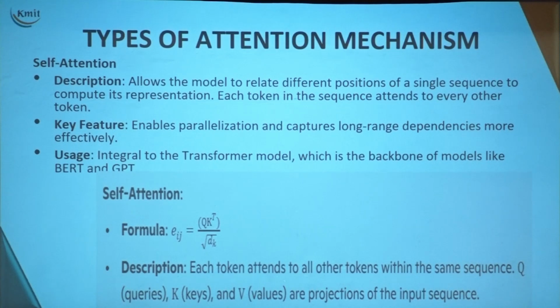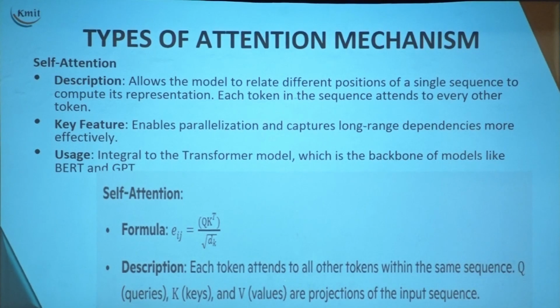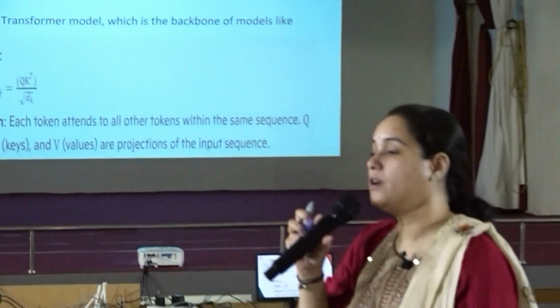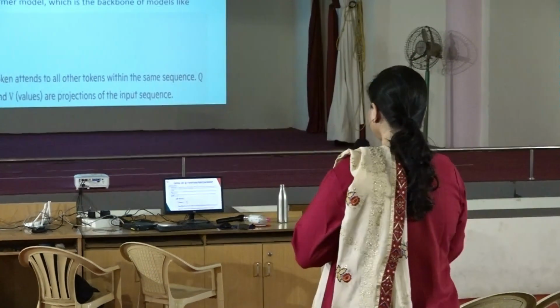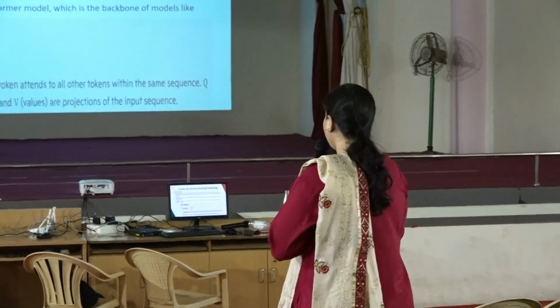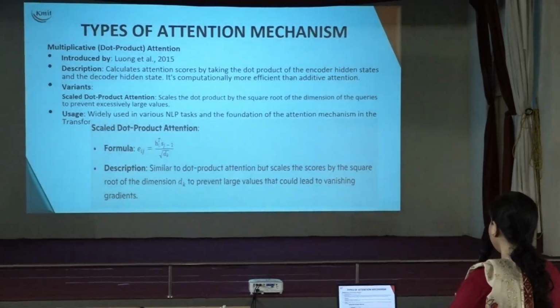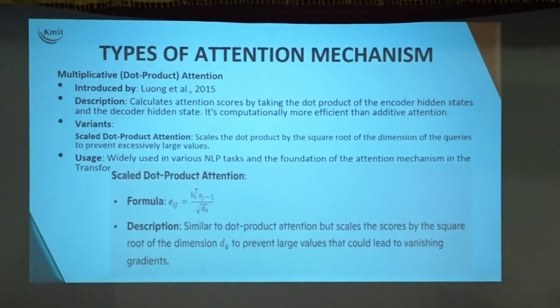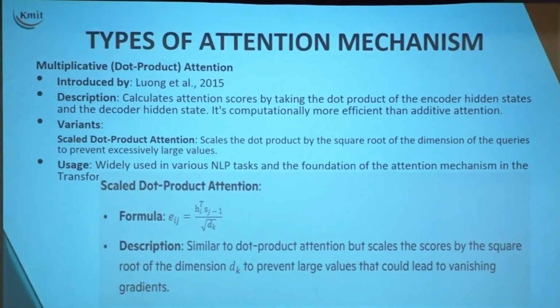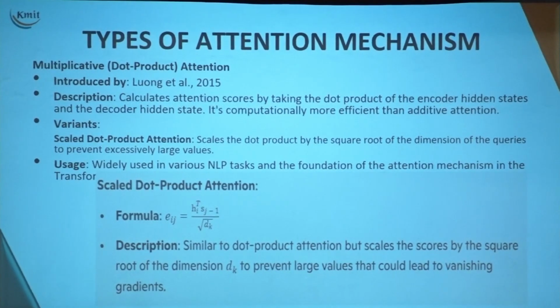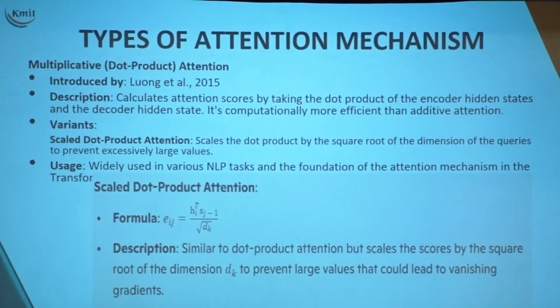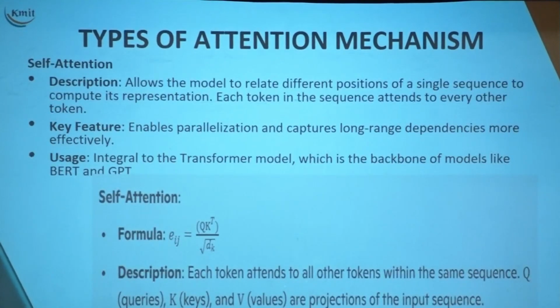The self-attention formula is Q dot K transpose. Q dot K transpose is nothing but the dot product of query and key, and you normalize it with the square root of d. So what is d? I already told you, right? d is nothing but the square root of the dimension of your key. Okay, square root of the dimension of key.